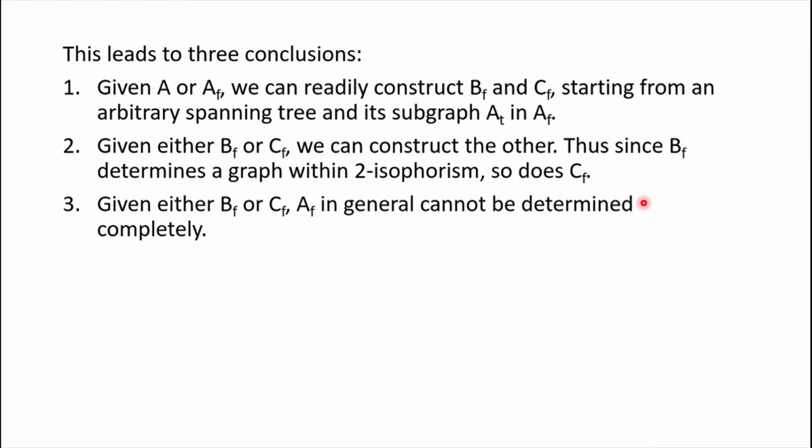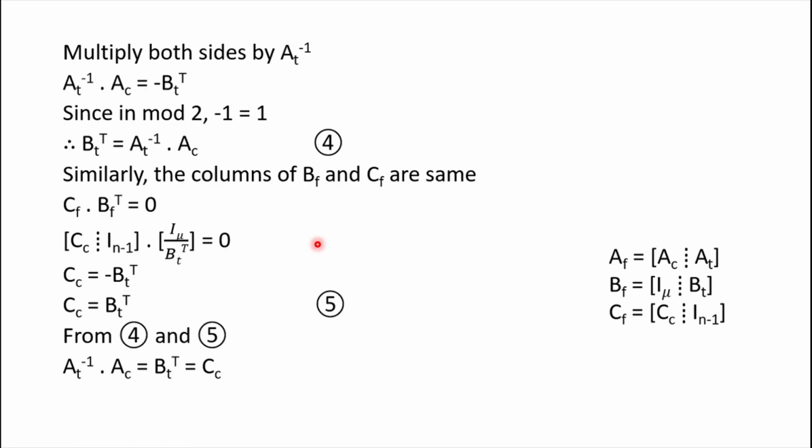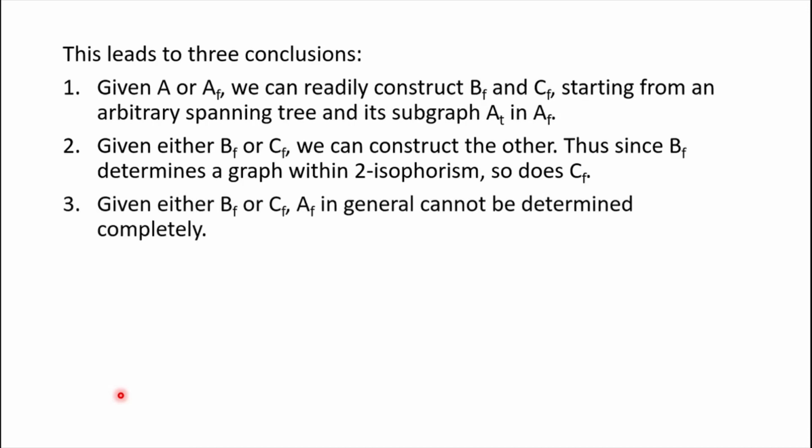And the final conclusion is, given either BF or CF, AF in general cannot be determined completely. As you can see, if you're given BF or CF, you can't determine AF, because AF involves the product AT inverse·AC. Therefore, it cannot be completely determined. So this is the third conclusion. Yes, that's it.